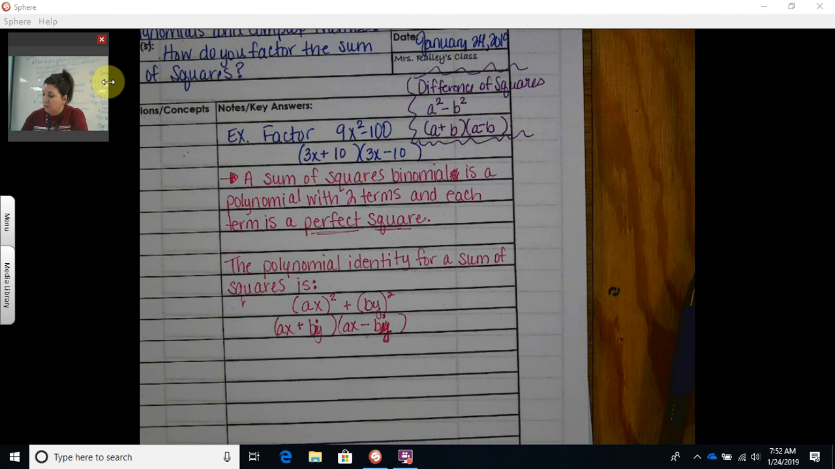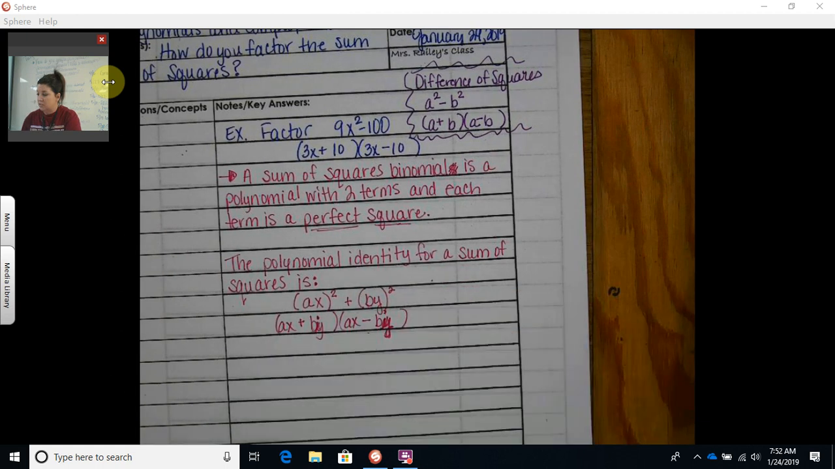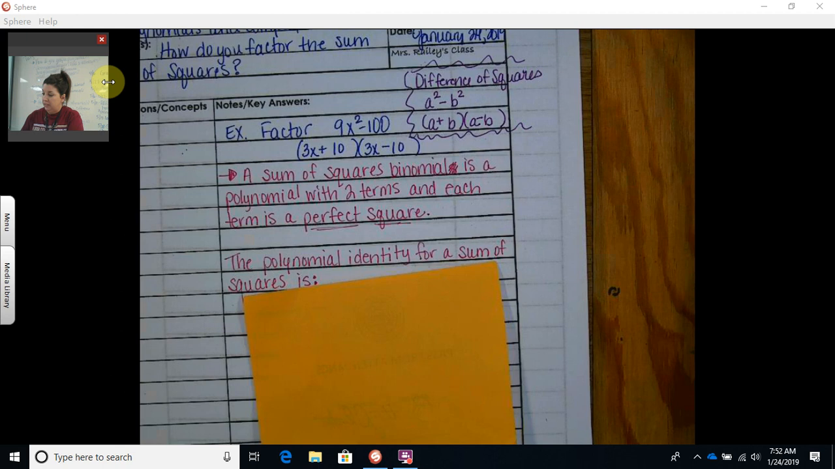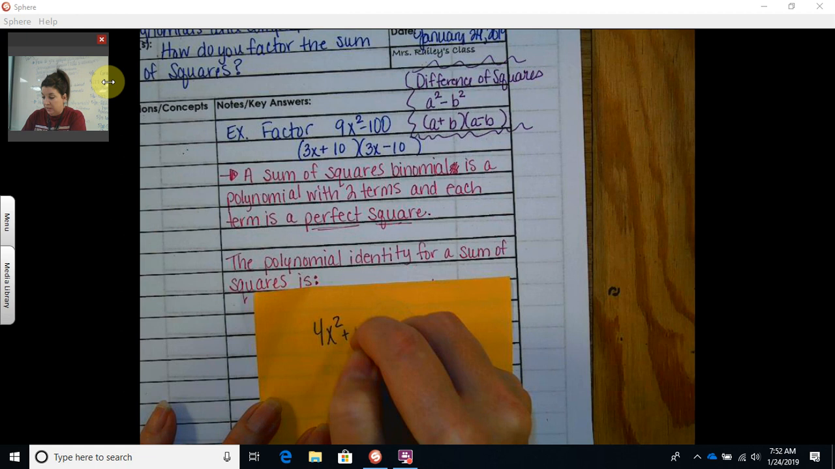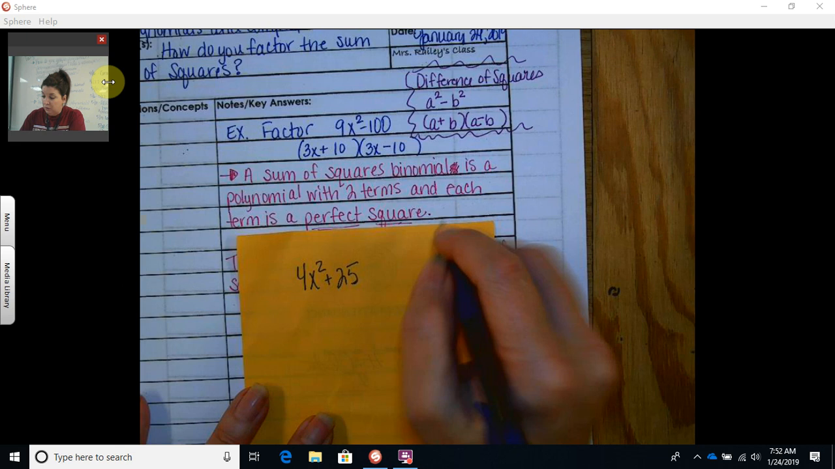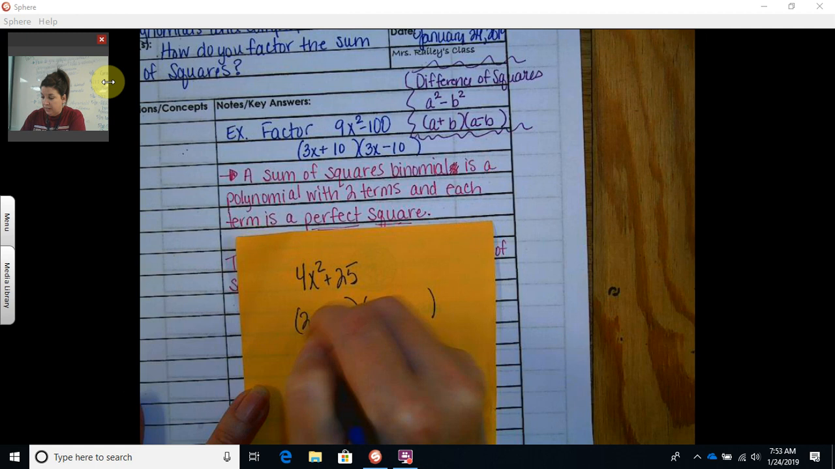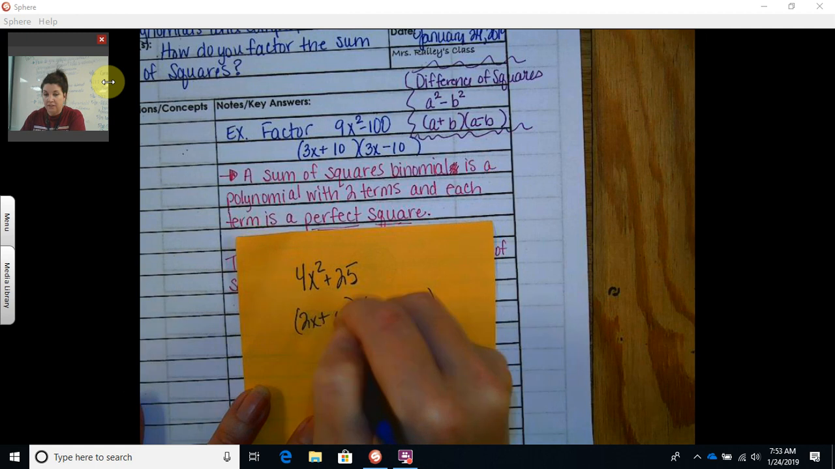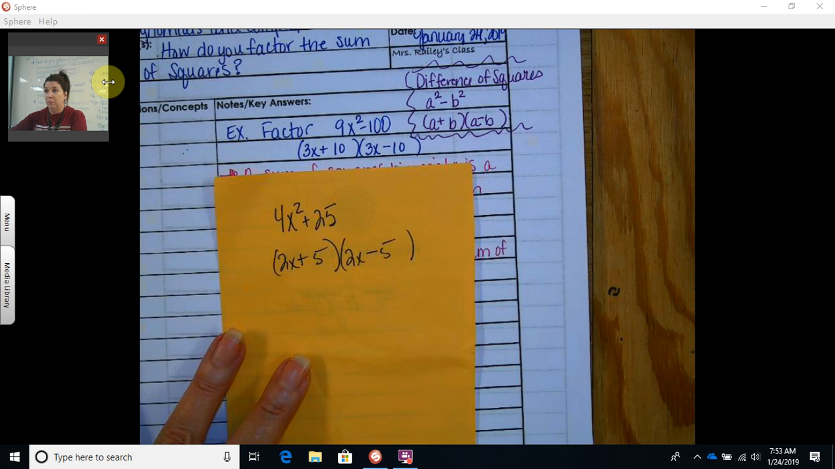Because think about it. If I had, let me just do this on a separate sheet of paper, 4x squared plus 25, that's a sum of squares, right? So if I tried to factor it like I would before, I would do two sets of parentheses. One gets a plus, one gets a minus. It'd be 2x, 2x, 5, and 5. If I tried to factor it like I did before. Okay, well let me distribute that and see if I end up with what I started with.